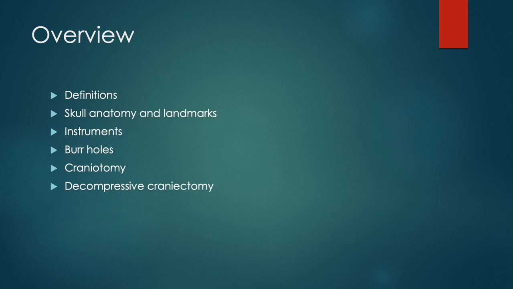A brief overview will define a number of things like the bar holes, craniotomy and craniectomy. We'll briefly look at the skull anatomy and landmarks, the instruments, and then describe what bar holes are, the craniotomy, and then decompressive craniectomy. And this will be described in the context of trauma.